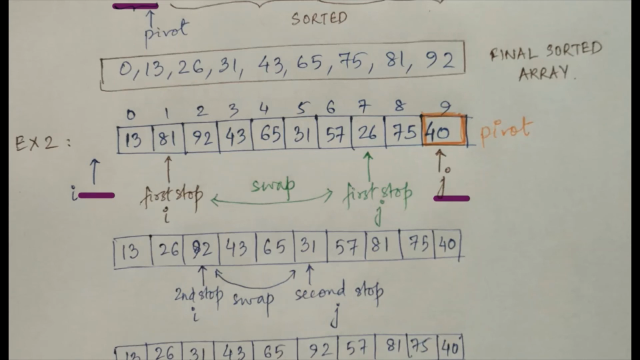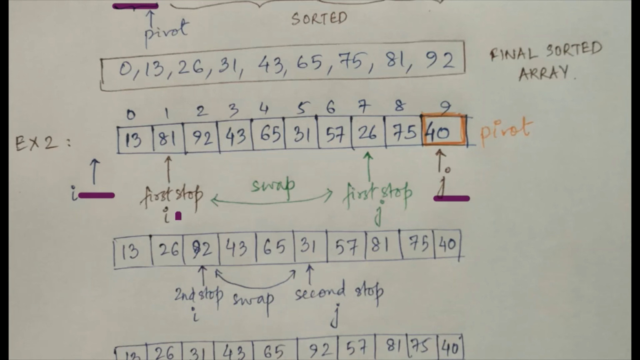So the logic goes like this. i, which is a pointer, will keep on moving rightwards as long as the elements it encounters are less than 40. Once it encounters something which is greater than 40, it will stop. So you see I've marked the first stop of i is here. 81 is greater than 40.